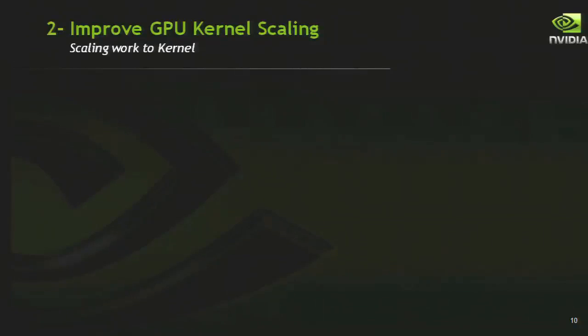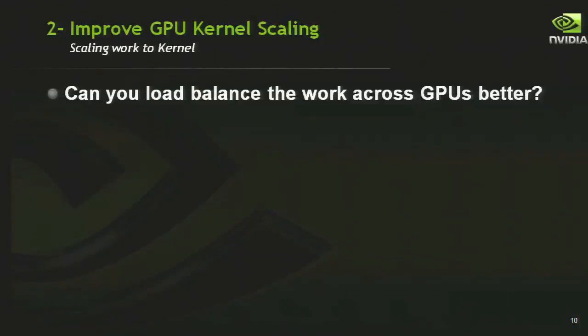So the second part is, what if the GPU kernel itself isn't scaling? So the first thing to look at is, your GPU kernel isn't scaling. Can you make sure that the work to the kernel is scaling? So for example, if you are now using twice as many GPUs, is each of the GPUs getting exactly half as much work? If it's not, then you have a load imbalance, and that might be creating scaling problems. So can you load balance work better across GPUs?